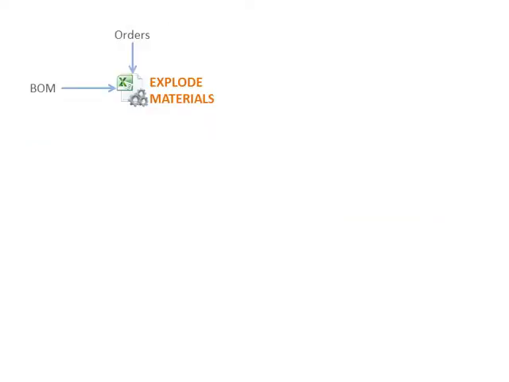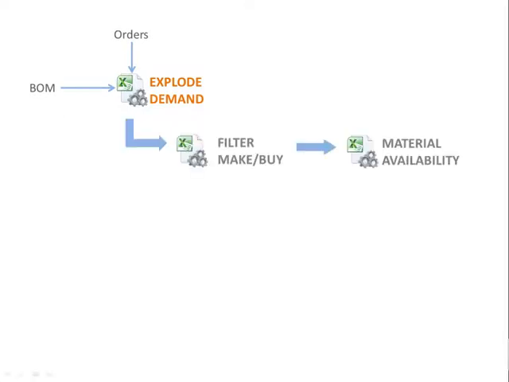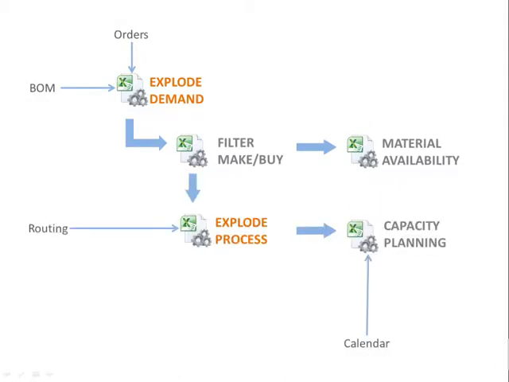These two explosions are often strung together in a production scheduling system. The orders and BOM explode to form a material requirement, filter out a material availability, and explode with routing to feed a capacity planning process. So let's go on to the Explode template.